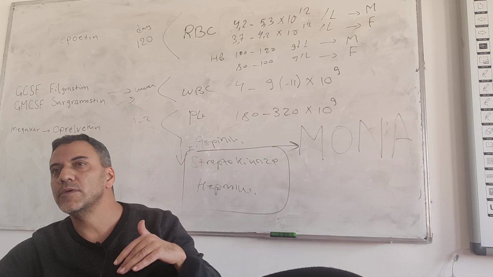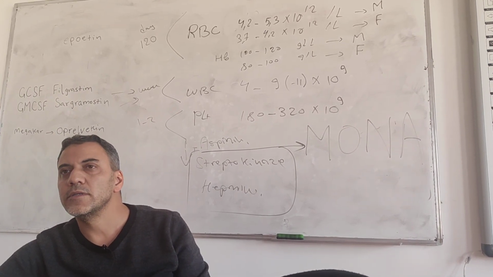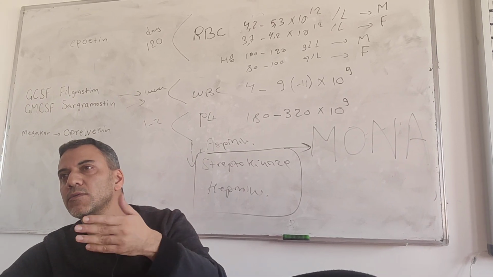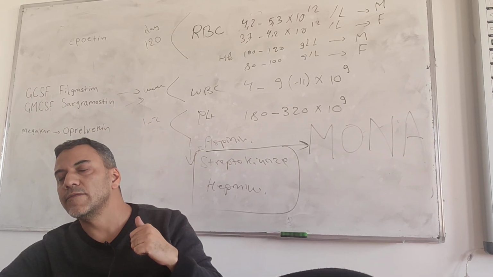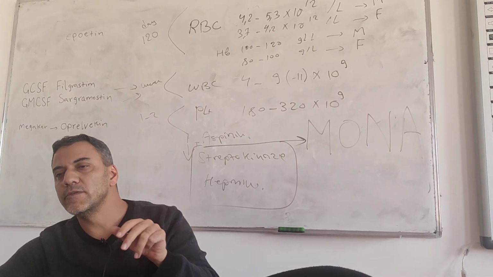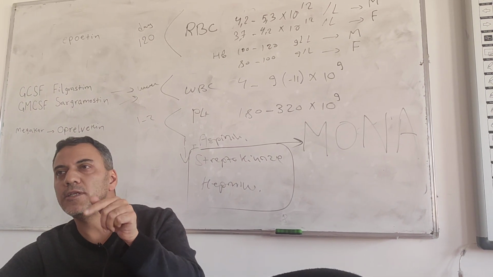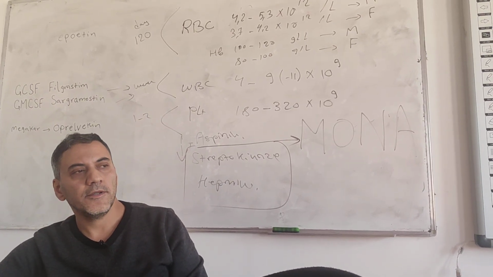We give cyanocobalamin for B12 deficiency. We give this B12 to treat B12 deficiency and neurological defects. But we can treat B12 deficiency anemia by folic acid. But folic acid can treat just the anemia, not the neurological disorder. Understood?